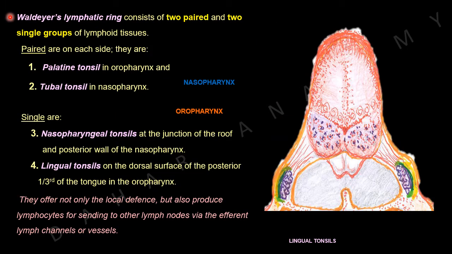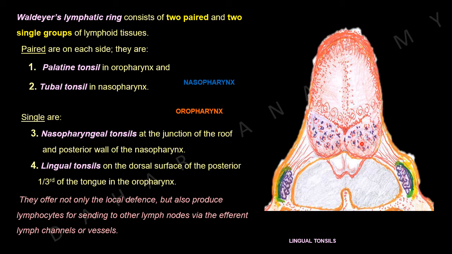Waldeyer's lymphatic ring consists of two paired and two single groups of lymphoid tissue I just presented in the previous slide. Paired ones are on each side. Number 1, palatine tonsil in the oropharynx. Number 2, tubal tonsil in the nasopharynx. Singles are number 3, nasopharyngeal tonsils at the junction of the roof and posterior wall of the nasopharynx, and number 4, lingual tonsils on the dorsal posterior 1/3 of the tongue.